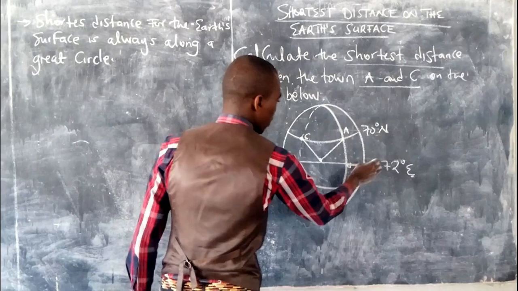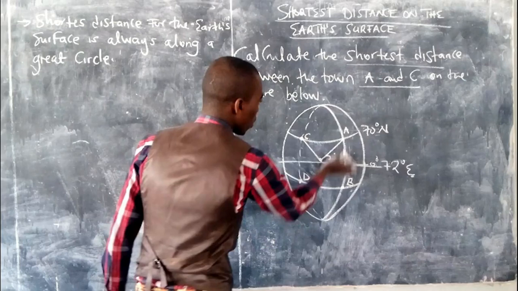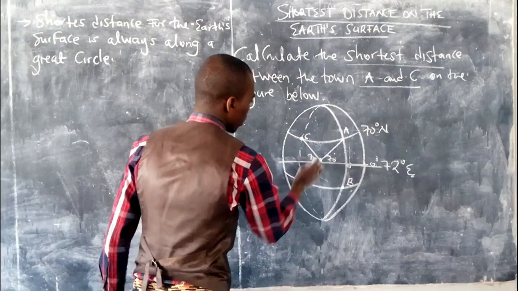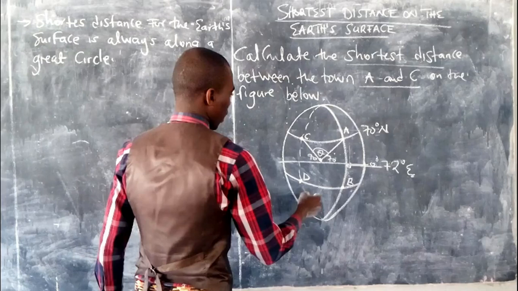Even here, because longitude is the path, this is in front, and this is at the back. So since it is the same longitude here, even here it is still the same 70. So even here, we are going to have 70. So this angle here is the difference in latitude between these two here. Okay, so the difference between this one and this one, this is what we're going to have here.